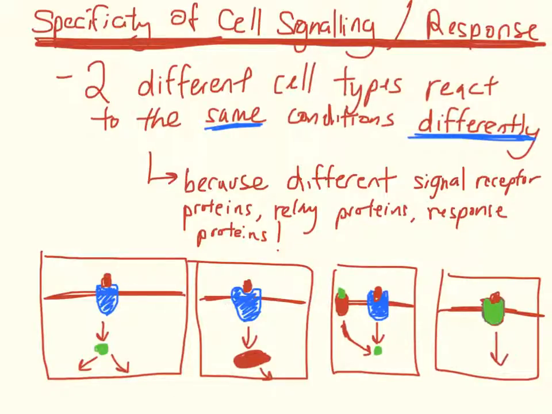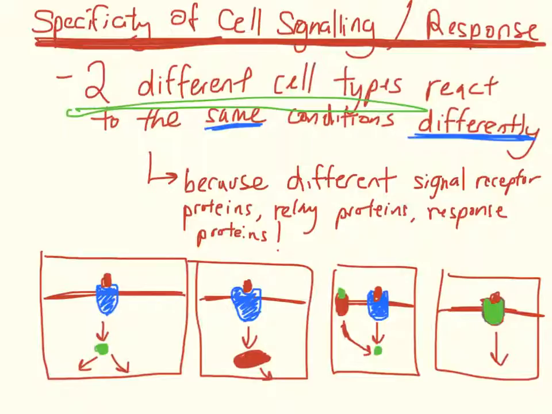So let's say we have two different cell types, and they're exposed to the exact same conditions, yet they will react differently. They should be reacting differently because they're different cell types. They have different roles to play, and so they should be doing different things. Now, why is this? Well, the answer is they will react differently because they have different genes turned on.